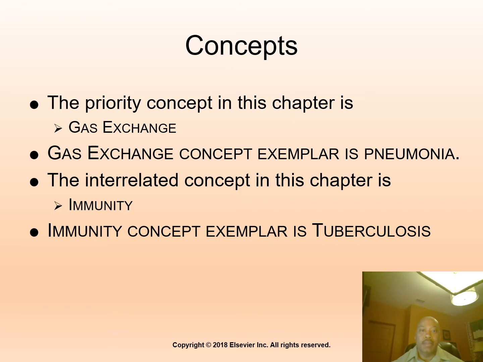Priority concepts in this chapter: the priority concept for this chapter is gas exchange, and of course that's pretty obvious. Gas exchange concept exemplar is pneumonia. The interrelated concept in this chapter is immunity. Immunity concept exemplar is tuberculosis.